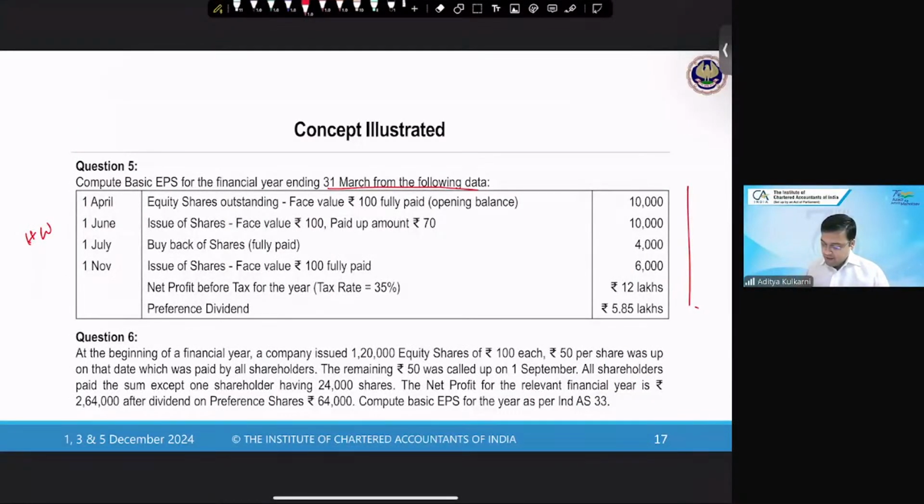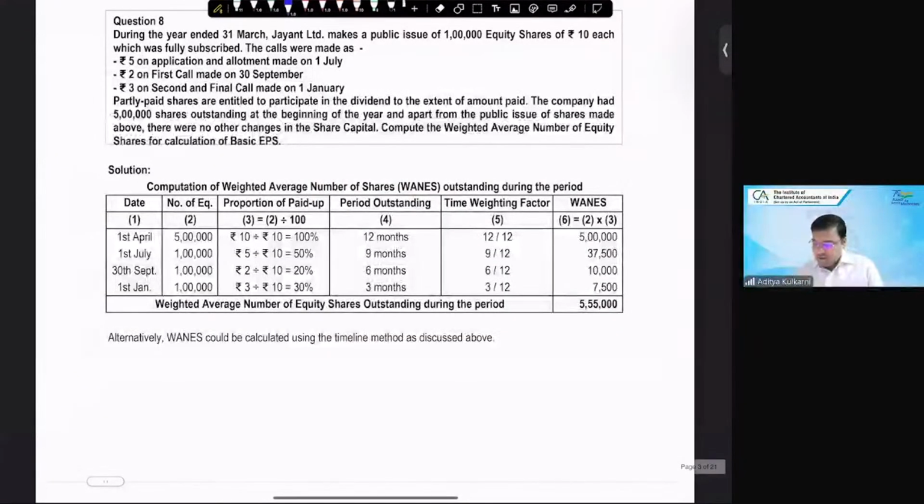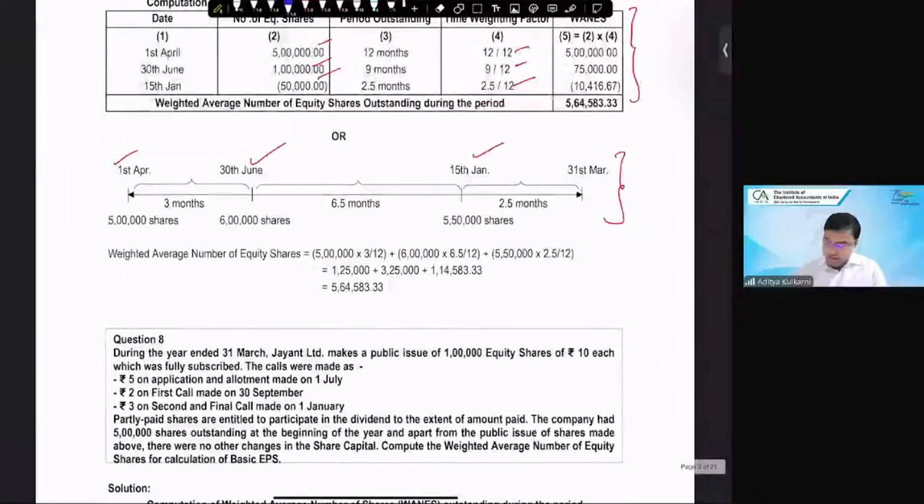At the beginning of a financial year, a company issued 1,20,000 shares. Sorry, one minute before I give this to you for homework. These are partly paid shares. So when you are having partly paid shares, how are you going to calculate the weighted average number of shares? You will be doing it proportionately. That's right. So therefore, if we just do that quickly.